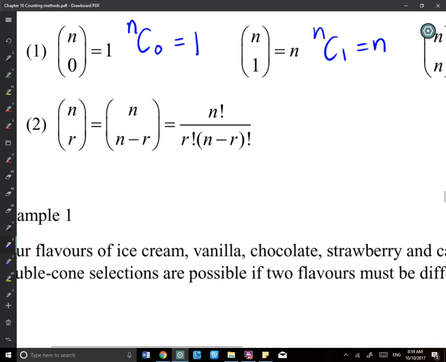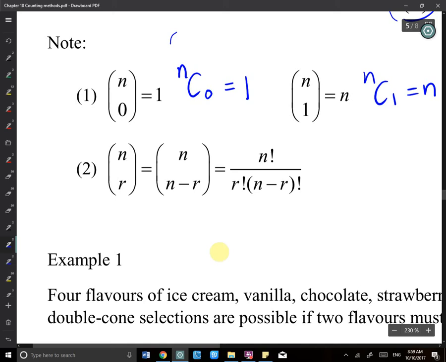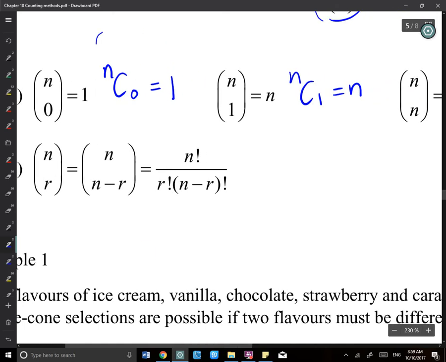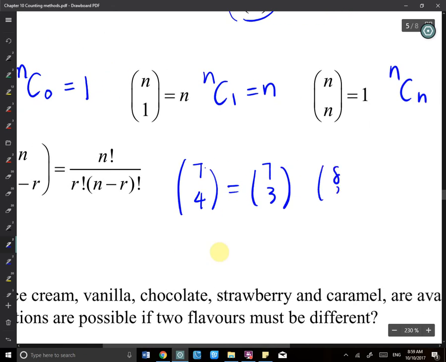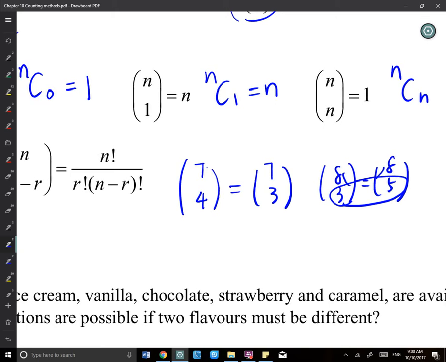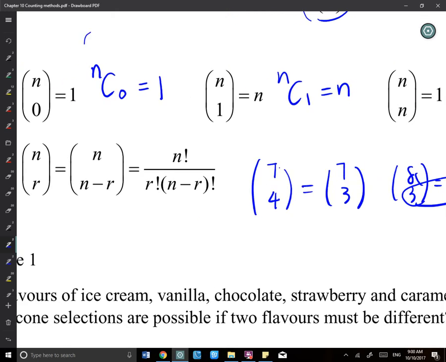Okay, the next one is that nCr will be equivalent to n C (n minus r). So what that means is, let's go for 7, 4. That will be equivalent to 7, 3. 8, 3 will be equivalent to 8, 5. Okay, so if the bottom 2 add together to give you the top one, then those 2 numbers will be the same. If you use the formula and expand all of it, you will see the result. But you just need to know they are the same.